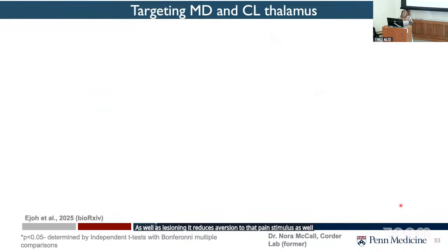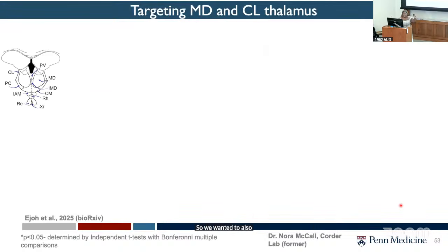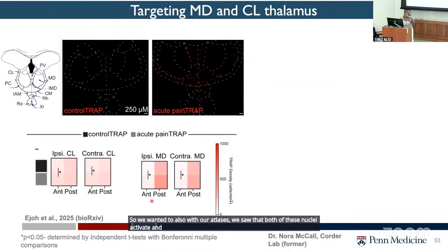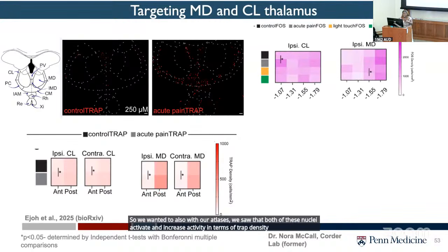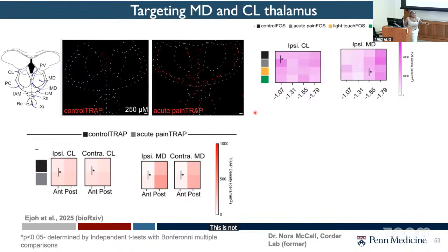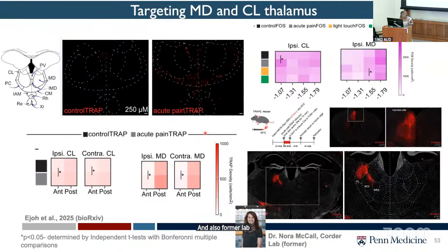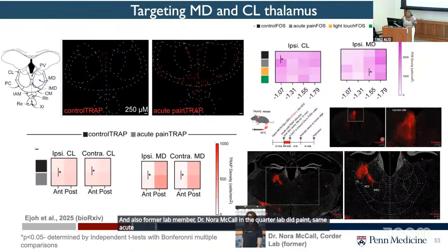So we also saw, with our atlases, that both of these nuclei increase activity in terms of TRAP density and FOS density. This is not shown here, but you saw earlier that these nuclei were stably active during acute and chronic pain. And also, former lab member Dr. Nora McCall in the Corder Lab did the same acute pain TRAP and found that axons from the anterior cingulate cortex, especially the nociceptive ones, projected directly to MD and CL thalamus.